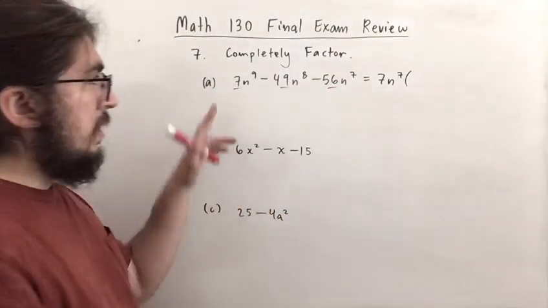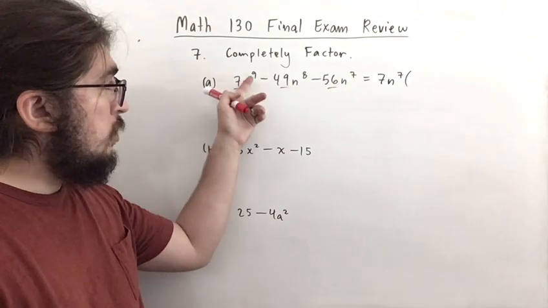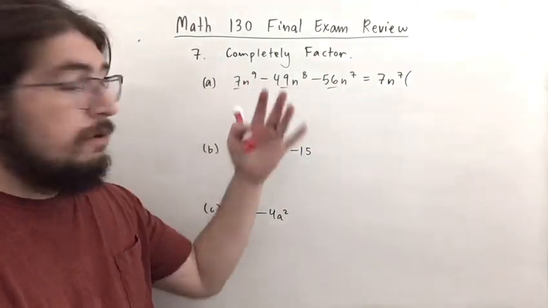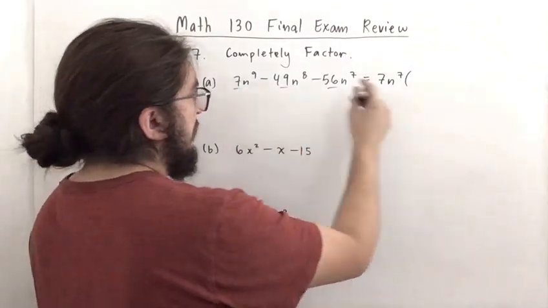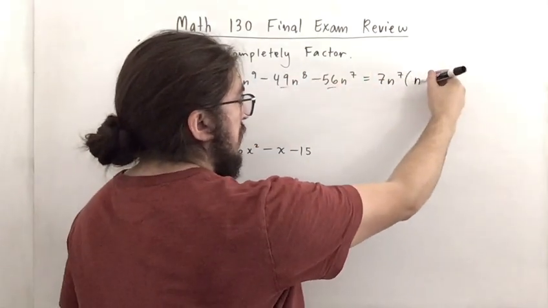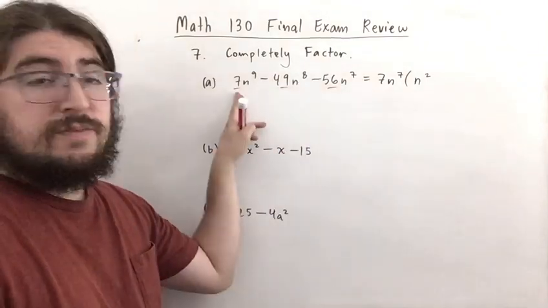So what I want to do is divide each of these numbers by 7 and simultaneously subtract 7 from each of these powers. So 7 divided by 7 is 1. N to the 9 minus 7 is 2. And you can just check as you go along with distribution. Distributing this back in gives you indeed the first term.